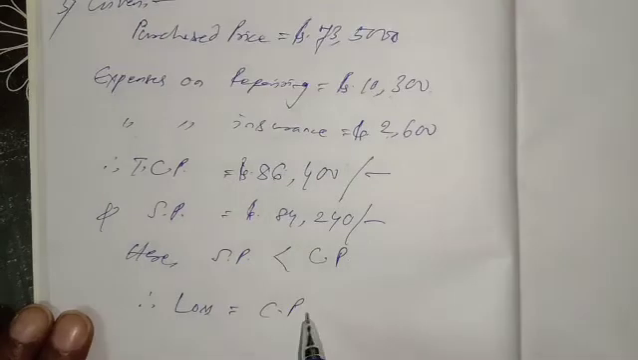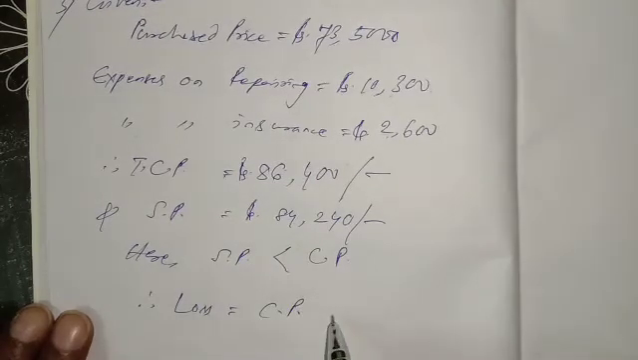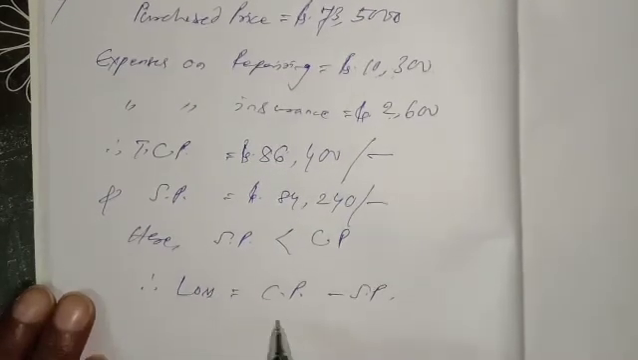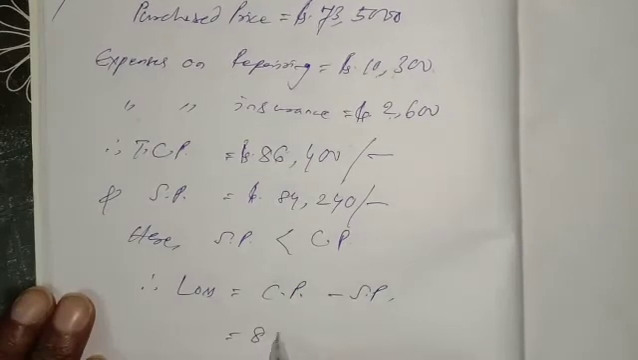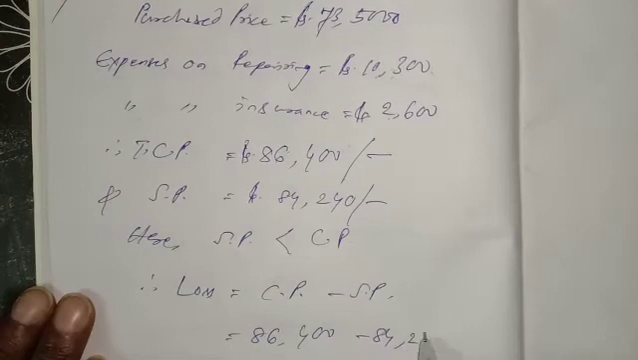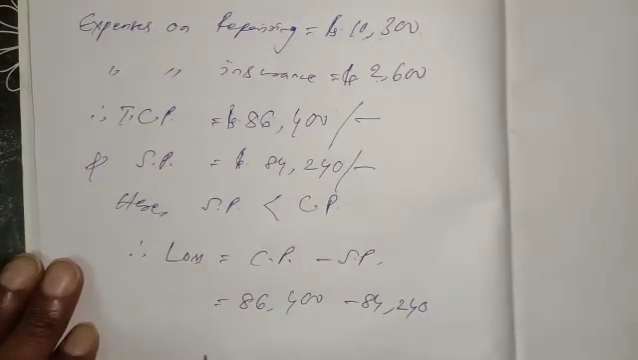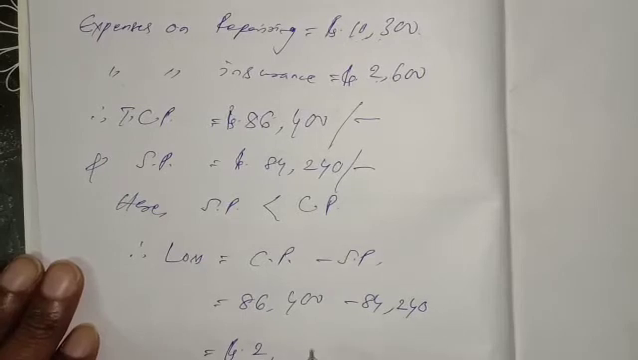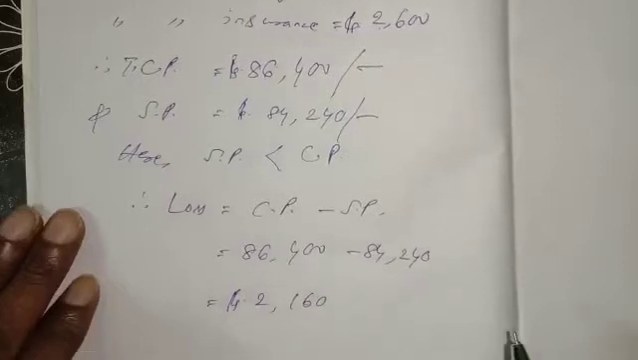cost price, the total cost price minus selling price. It is 86,400 minus 84,240. It is coming how much? 2,160. 2,160 is the loss.